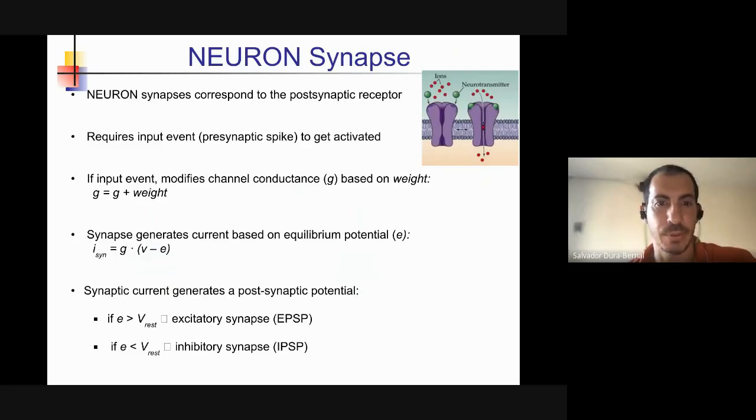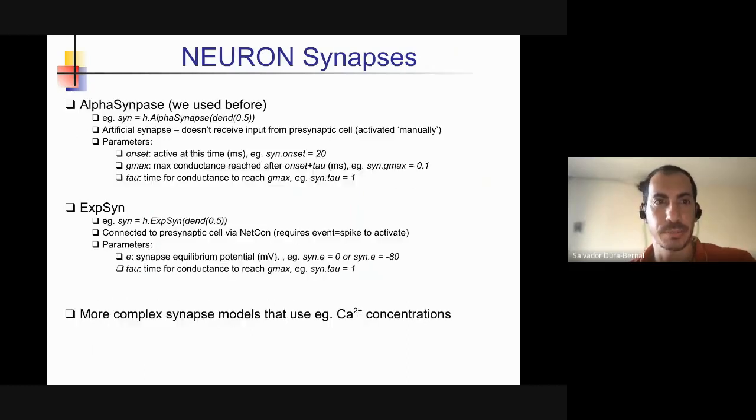This is another summary slide with the basic things that I just mentioned. And here is just to say that we have many different types of synapse. The one that we're going to be using is the simplest one, the exponential synapse, ExpSyn. And there's one that is kind of an artificial synapse, the alpha synapse, which you can basically activate at any point in time. So you don't need a presynaptic cell to activate it. So you can just simulate synaptic inputs. And of course, there are many other complex models of synapses, for example, that include dependence on calcium and so on.